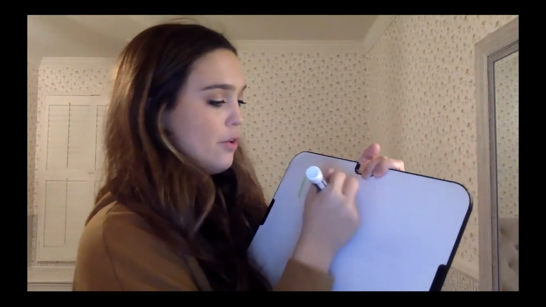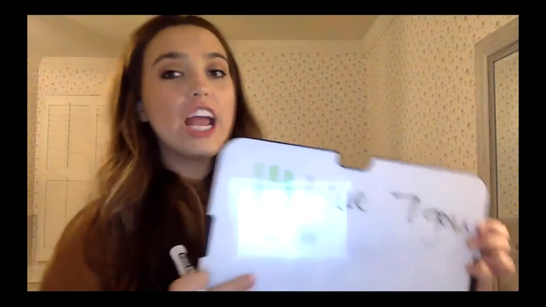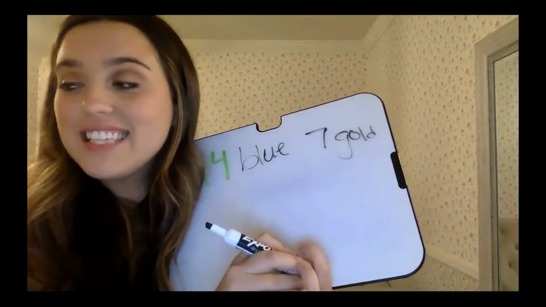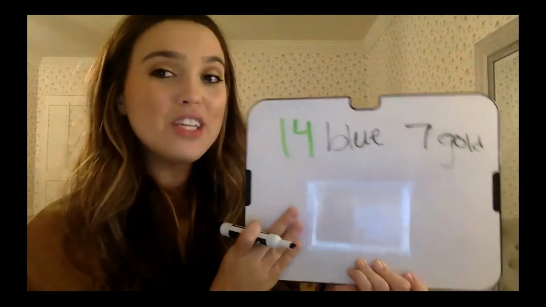Okay, so I'm going to write out 14. Maybe I should get a darker color so you guys can see a little bit better. Okay, so I'm going to write 14 blue and 7 gold. All right, now that I have those important numbers copied down, we can start the second process, which is to draw.